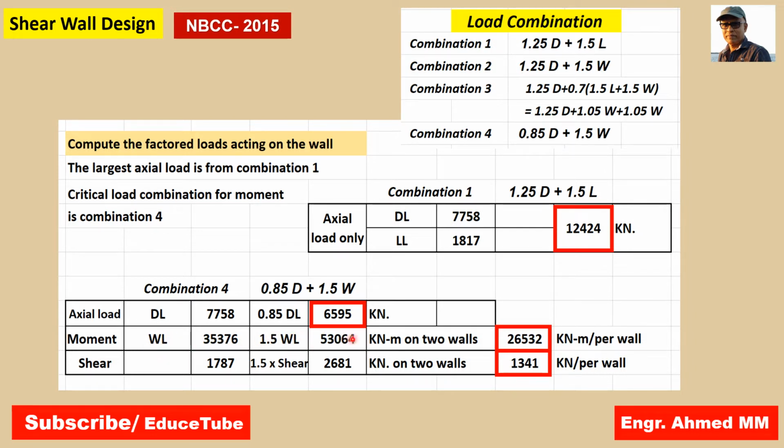There is a moment here: 35376 multiplied by 1.5 at an end divided by 2, we get 26,532 kilonewton meter per wall. It is factored 1.5. Shear force also factored, we get 1341. Now I put a red mark for this one, this one, this one and this one, because we are going to use this to design the wall for shear and for flexure. So let's move.